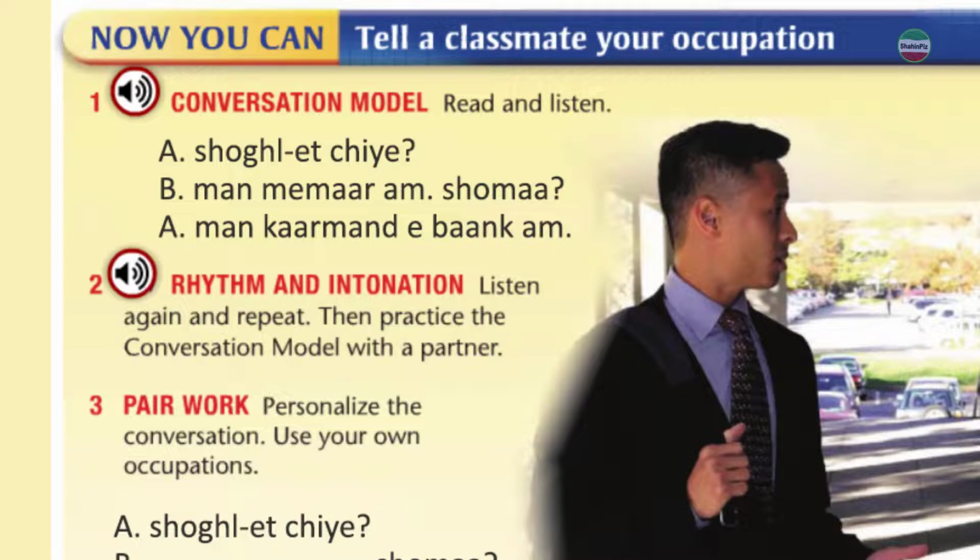Now we change the role. You are the partner A. Me. من معمارم. شما؟ You.